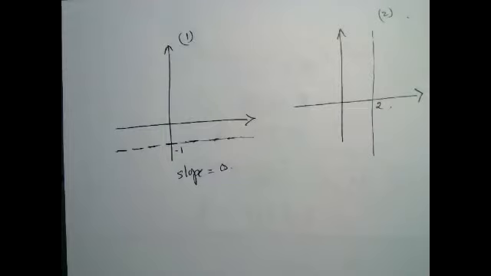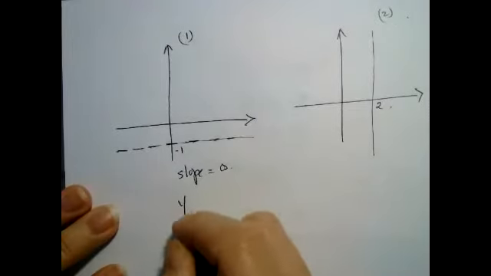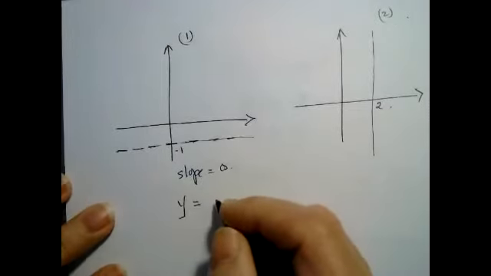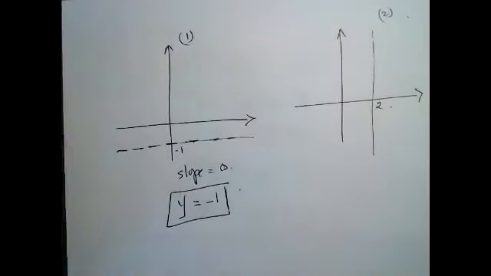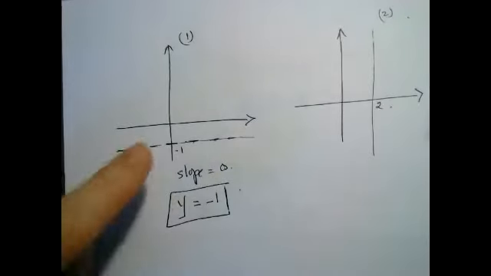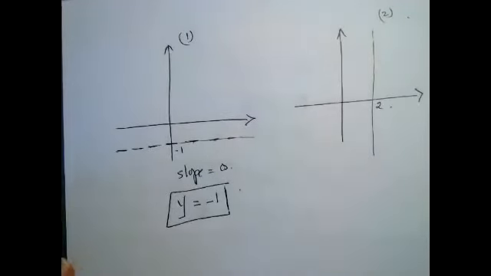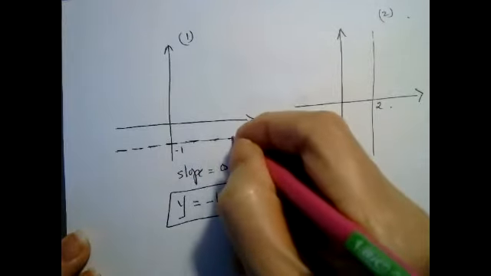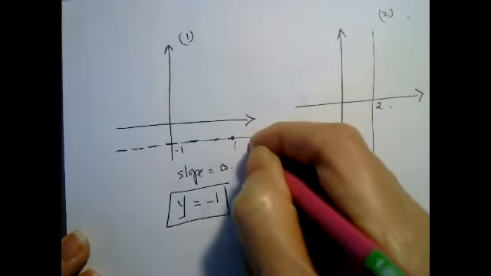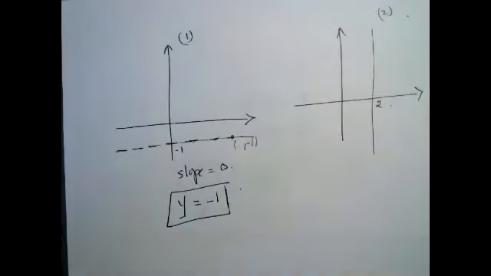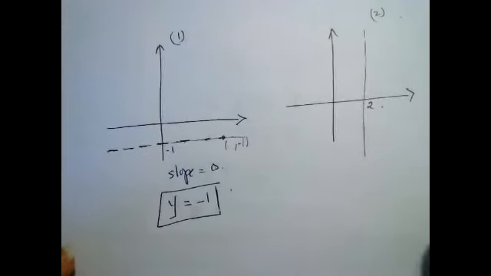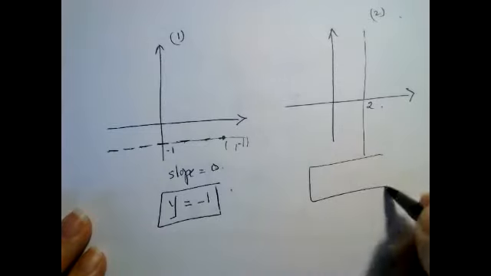y equals 0 times x minus 1, which turns into y equals -1. That's the equation, because that's what characterizes every point on this line. Every point on this line has a y coordinate of -1, regardless of what x is. That's the equation of this line. Okay, what's the equation of line 2?